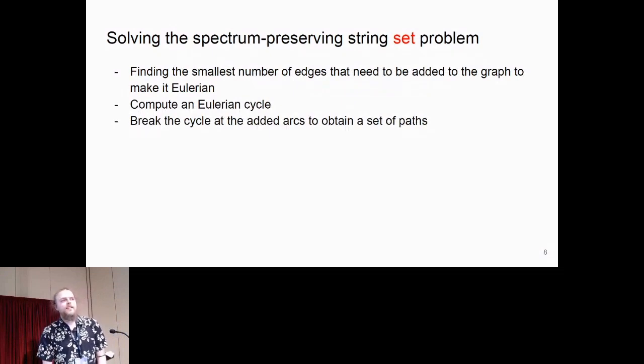So now, let's go to the spectrum preserving string set problem, where we need to find the smallest set of paths to cover the de Bruijn graph. Surprisingly, this is not much harder than the previous problem.